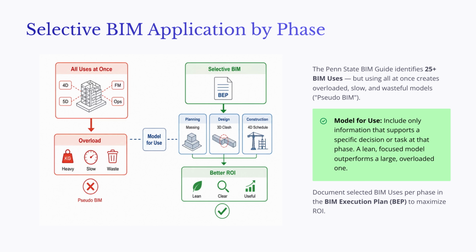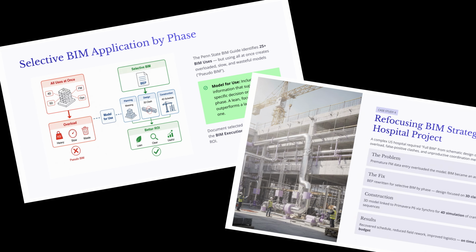These selected BIM uses should be documented in the BIM Execution Plan, or BEP. The BEP helps clarify what the model is for, who is responsible for each use, and when certain information should be developed. The key takeaway is that a lean, focused model is often more valuable than a large, overloaded model. Selective BIM helps reduce waste, improve performance, and increase return on investment.